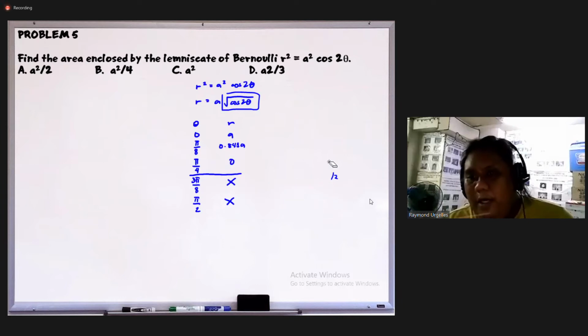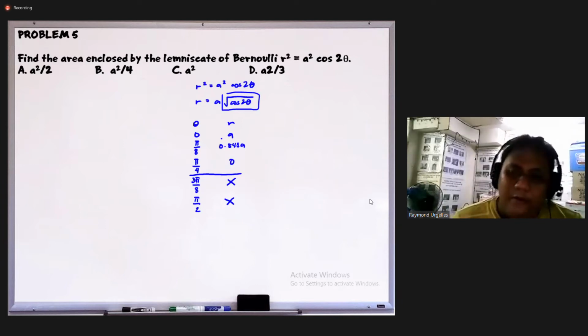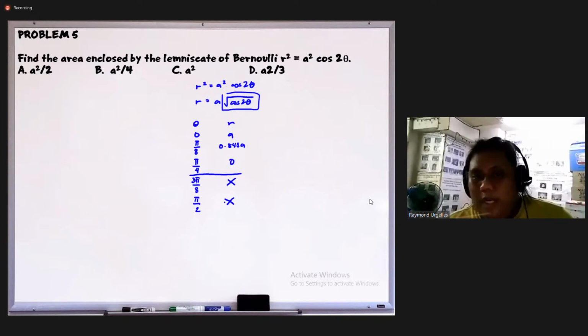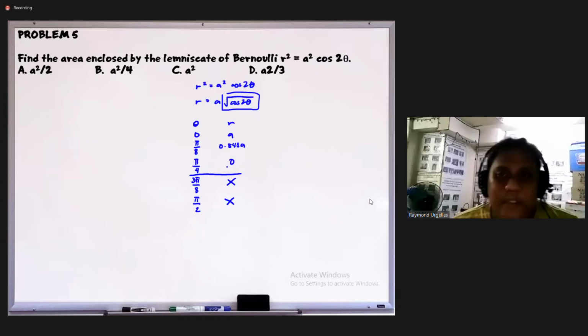Okay? So kaya pag lumampas ka sa pi over 4, hanggang pi over 2 na yan, walang value yung lemniscate natin. So kaya hanggang dito lang yung values natin. Okay? So now, let's do some test of symmetry, diba?